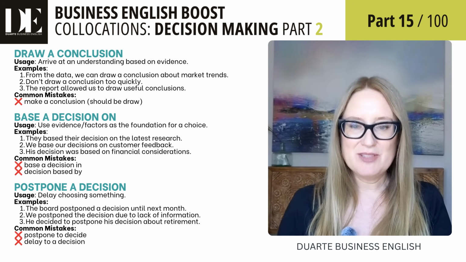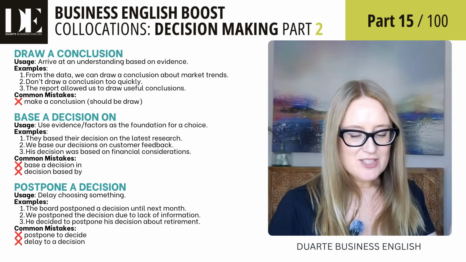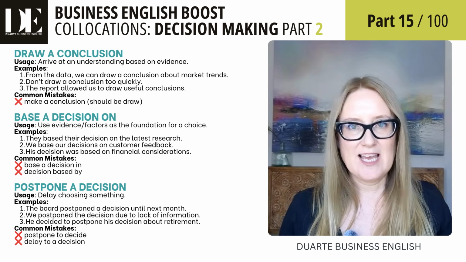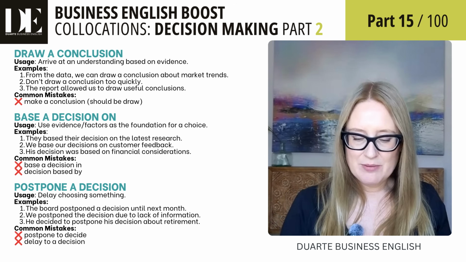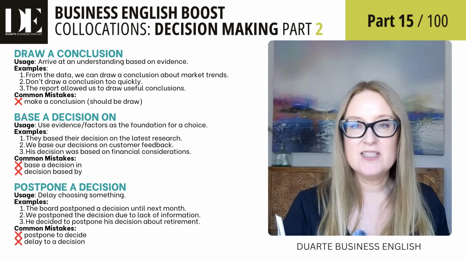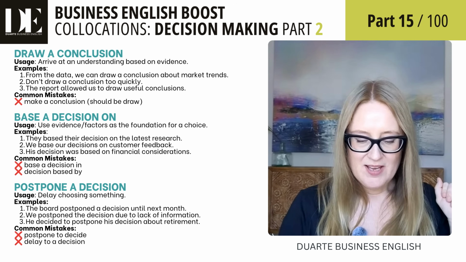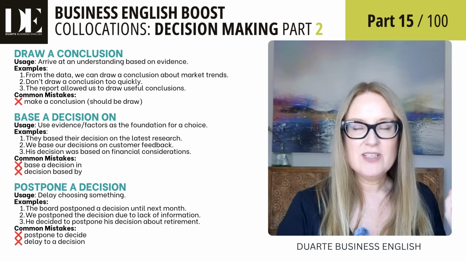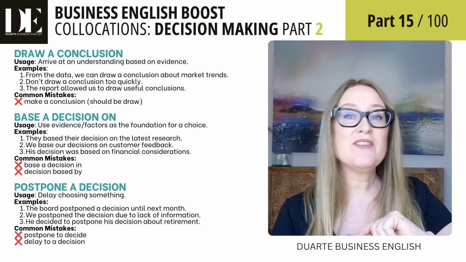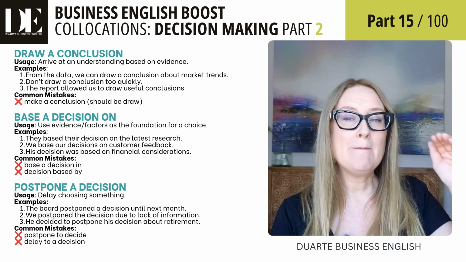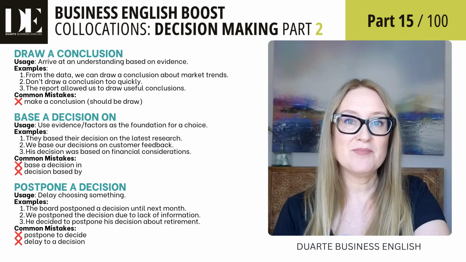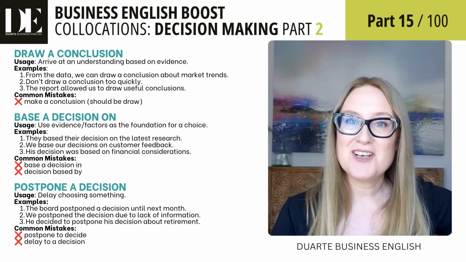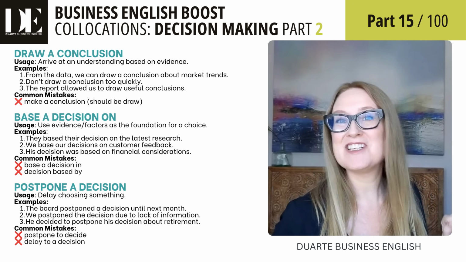Let me read you some examples and usage here. So usage, delay choosing something, delay taking action, delay doing something. Examples, the board postponed the decision until next month. We postponed the decision due to lack of information. We don't have enough information to base our decision on. Let's postpone the decision. We use 2 collocations right there, and it's beautiful.